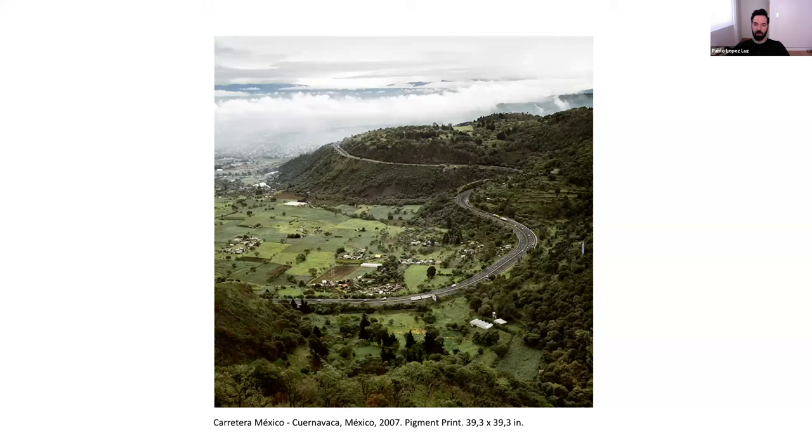So these are mostly photographs of the periphery of Mexico City, different sites. This is the main highway to Cuernavaca and to Acapulco.